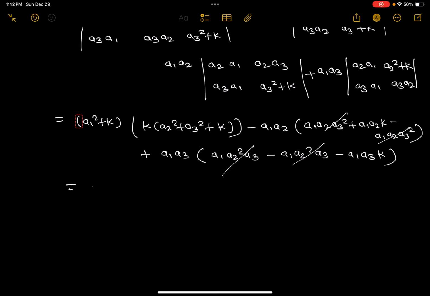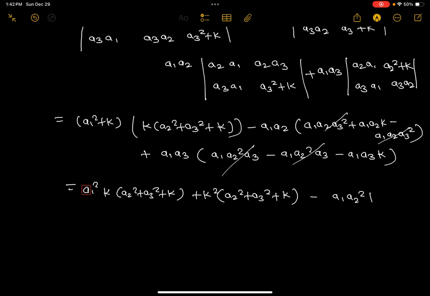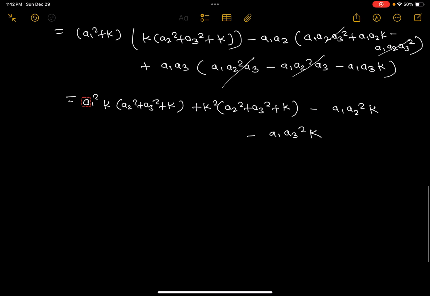Okay, now over here, what I can do is, now I need to multiply this by both the terms, right? So A1 square times K times A2 square plus A3 square, plus K square times A2 square plus A3 square plus K, right? Okay, minus this is A1 A2 square K. This is minus A1 A3 square K. That's nice. Now let's multiply A1 square A2 square.